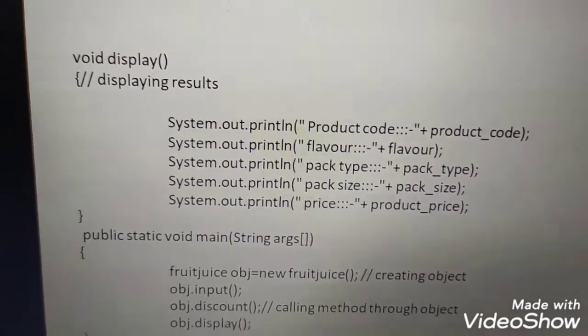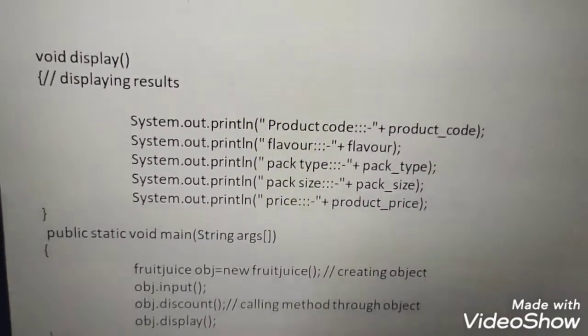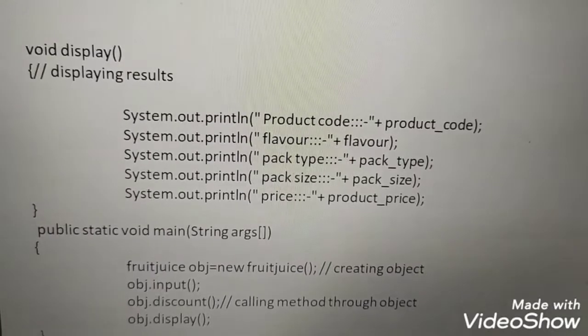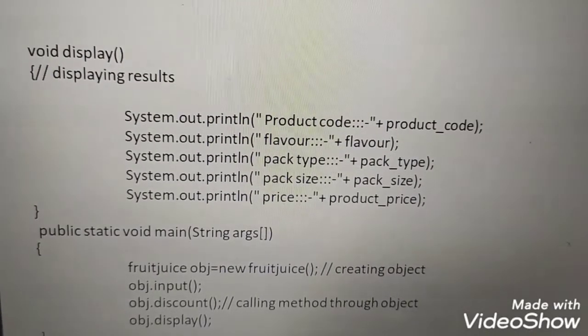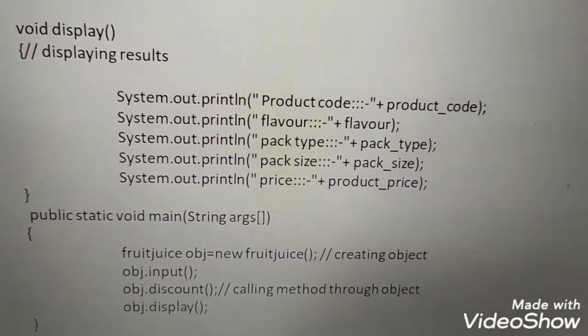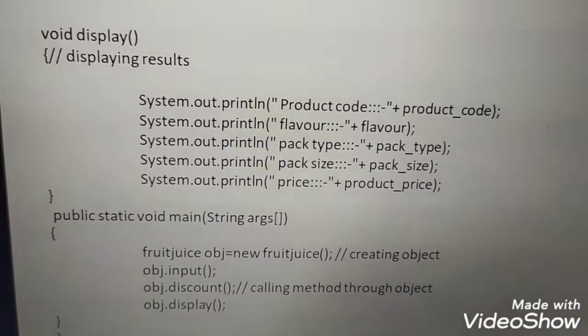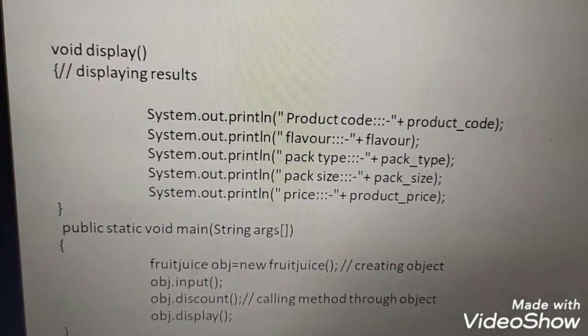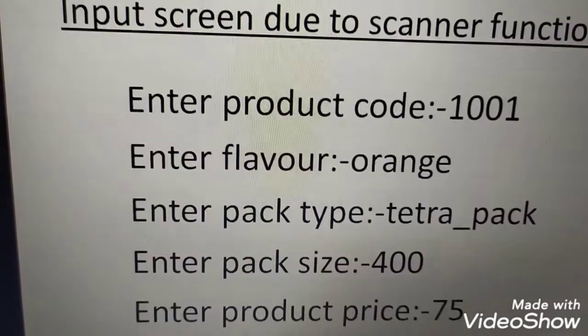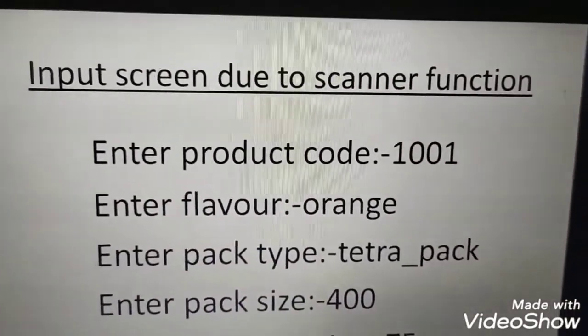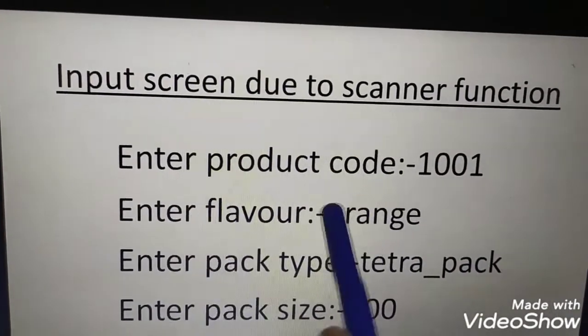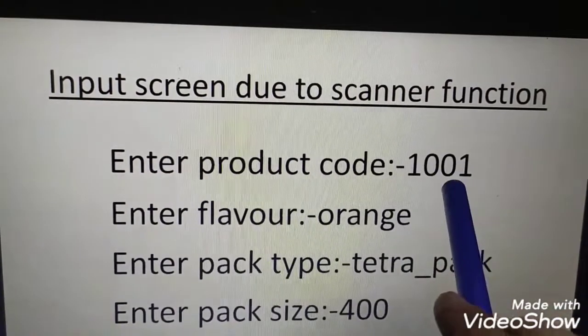Okay. Now if you look at the previous one, the values come directly in the output because we have taken constant values, but here first the input screen will come. Just look here at how, due to the Scanner class, the input screen comes. Due to Scanner functions, it asks you to enter the product code. The user has to input here.